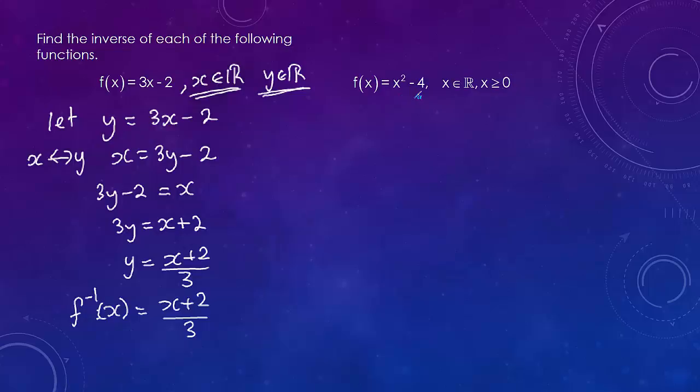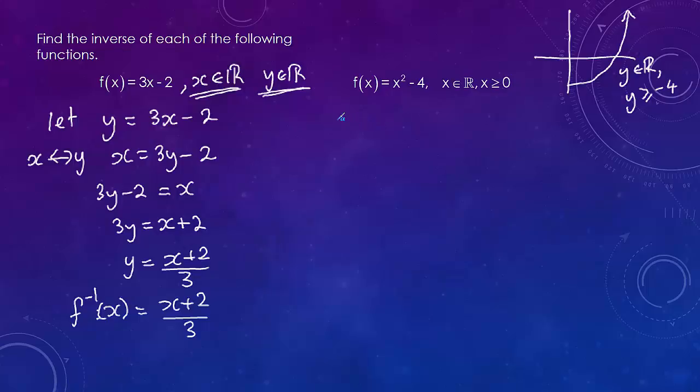So if we consider x squared minus 4, and we're given the domain x is a real, x is greater than or equal to 0, that would actually look like this. When x is 0, we'd have negative 4, and then it's a quadratic, so it goes like this. So the range would be y is a real, y is greater than or equal to negative 4. Now, as just discussed, that would become the domain for our inverse function.